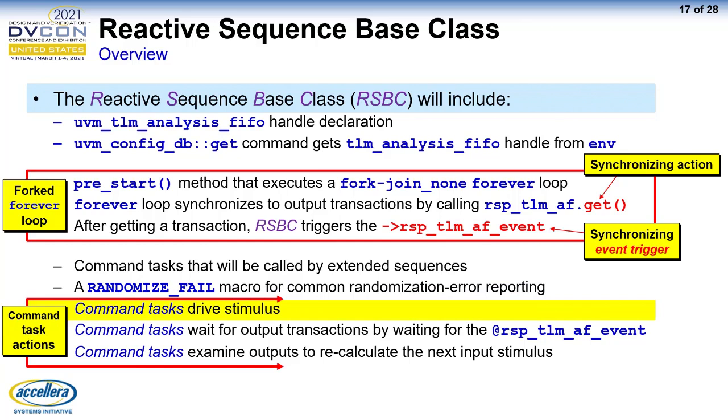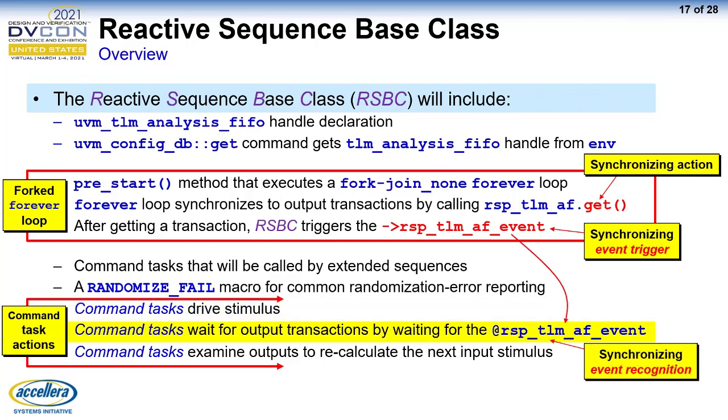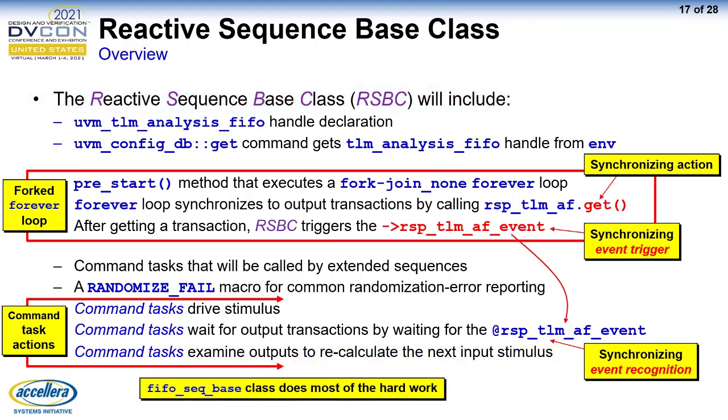Each of the coded command tasks must drive stimulus, wait for the monitor to broadcast the sampled outputs up to the response TLM analysis FIFO, and then wait for the forever loop to execute the synchronizing event trigger, then examine the sampled outputs and react to the outputs by calculating the next command to call. This FIFO-Seq base class is doing most of the hard work. Other sequences will extend from the FIFO-Seq base class and have the required synchronizing mechanism already in place and ready to execute.